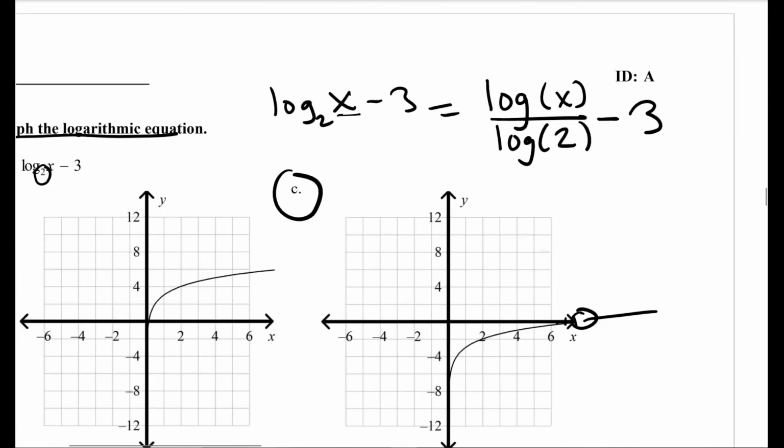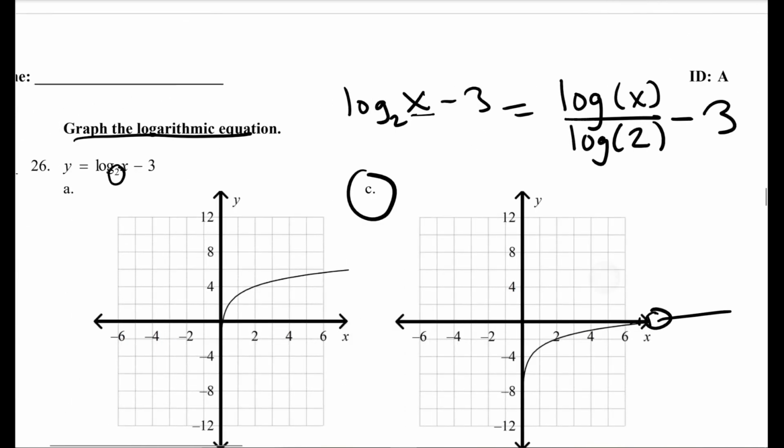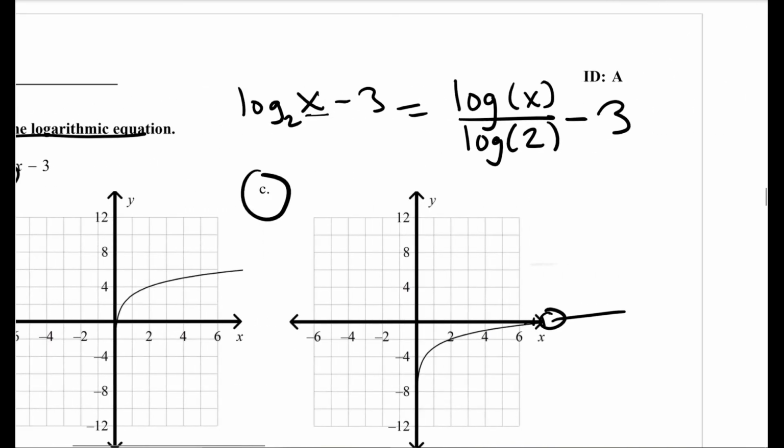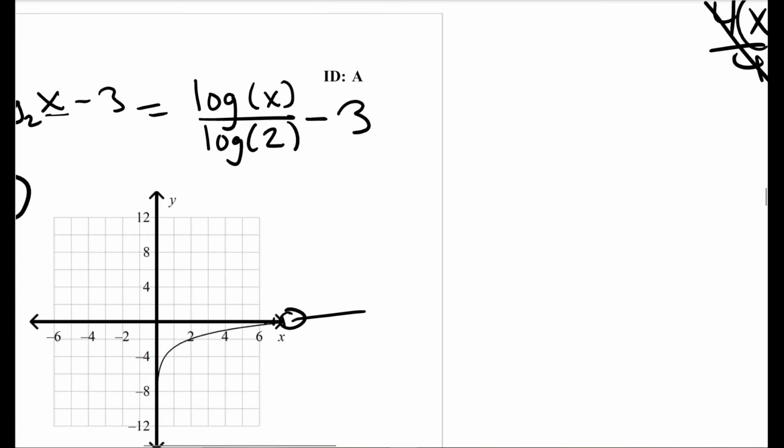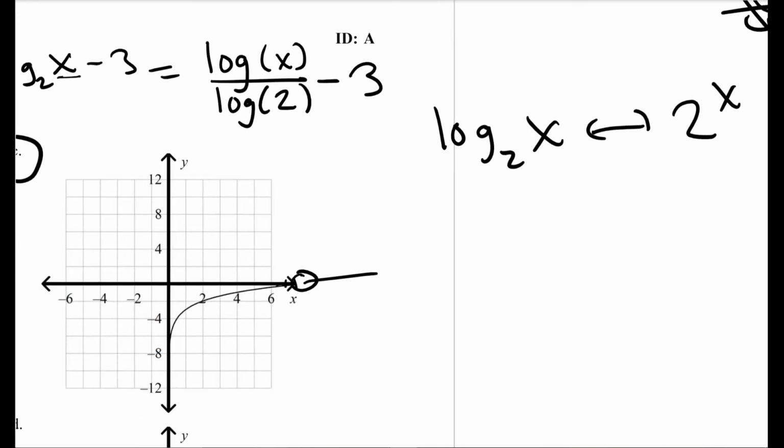Now, if you wanted to do this graph quickly without having to use a graphing calculator, just keep in mind that the log base 2 of x is the inverse of 2 to the x. So if you know how 2 to the x looks, you basically know how this looks. Remember that 2 to the x looks like this, right? So if you reflect that about x equals y, or y equals x, you're going to get something that looks like this graph here.